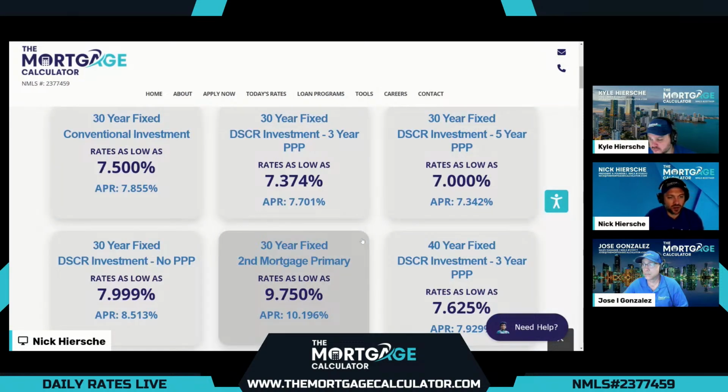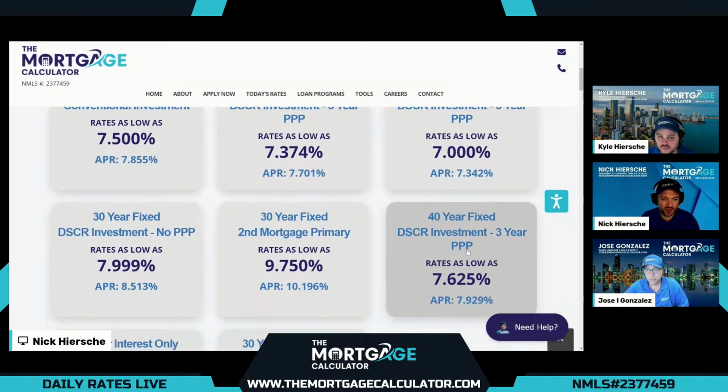And next up, a very new program, our 30-year fixed second mortgages. So a lot of customers don't want to touch their first mortgage. No problem. We have some options here for a primary home to get cash out of your primary home without touching the first mortgage and without having to do a variable rate HELOC. These 30-year fixed second mortgages come in as low as 9.75, final APR 10.196.